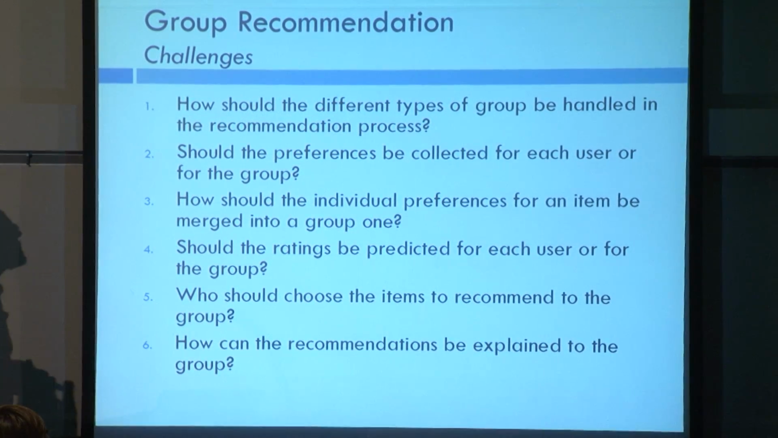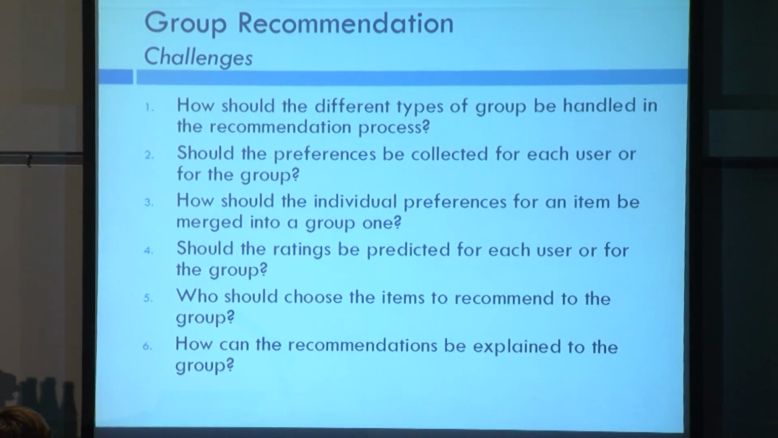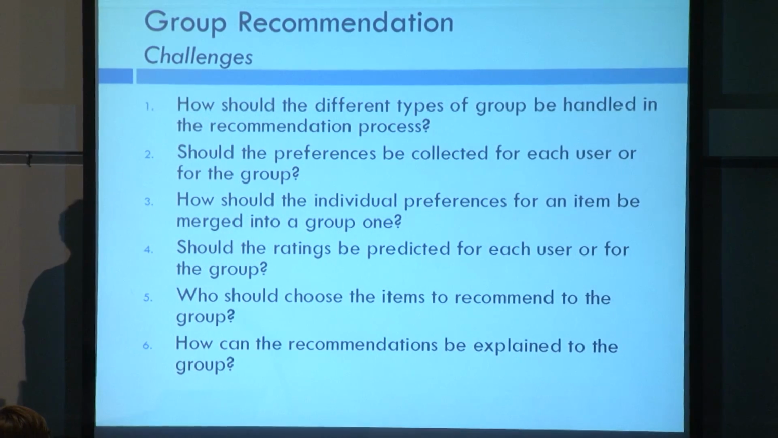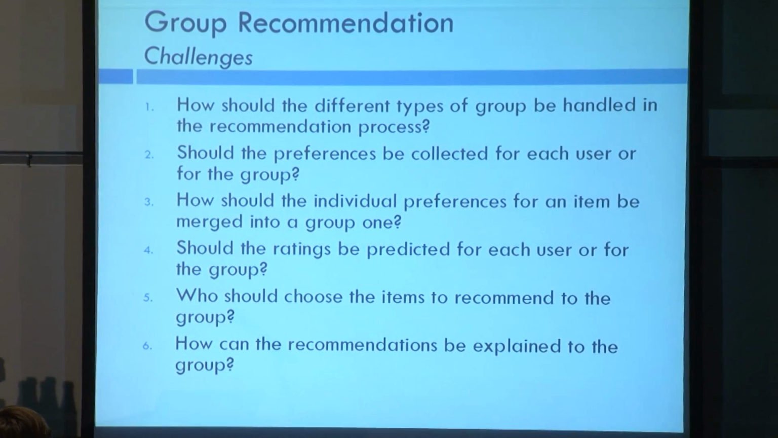Then, should the preferences be collected for each user or for the group as a whole? How should the individual preferences for an item be merged, be combined into a group preference? Should the ratings be predicted for each user or for the group? Who should choose the items to recommend to the group? The system, a member of the group, or maybe a group might have a conversation. How can the recommendation be explained to the group?